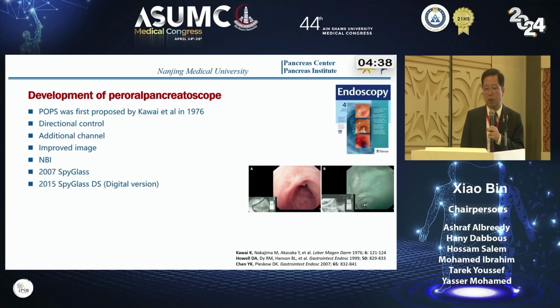The concept of POPS was first proposed in Hawaii in 1976, but with technique advances, it became more controllable and more useful. But it was not until 2007, with the invention of SpyGlass, that we could for the first time get a clear image in the PD or BD.